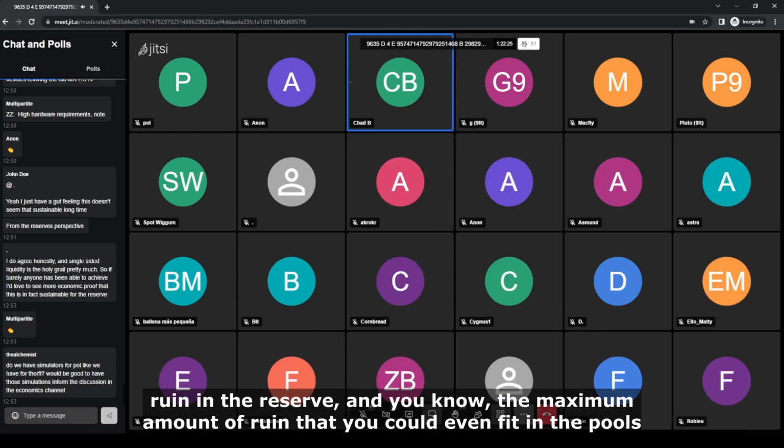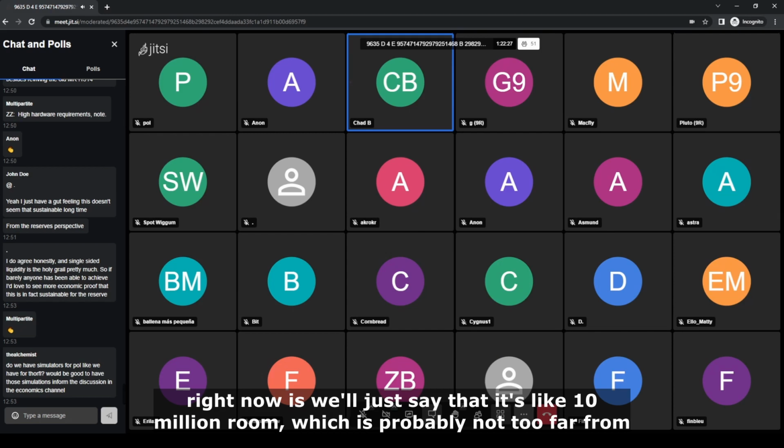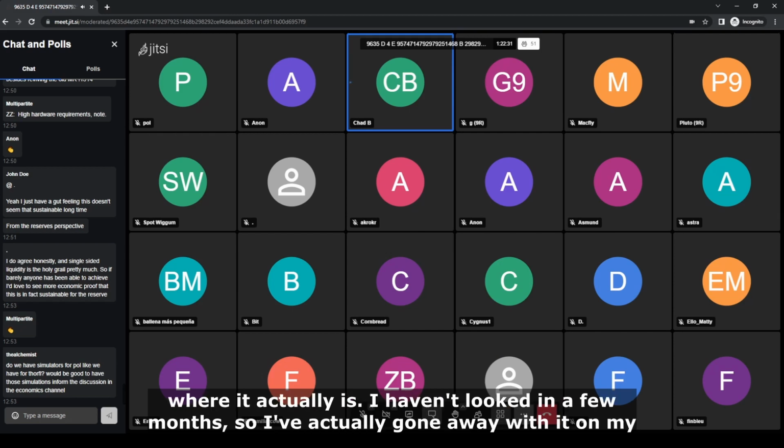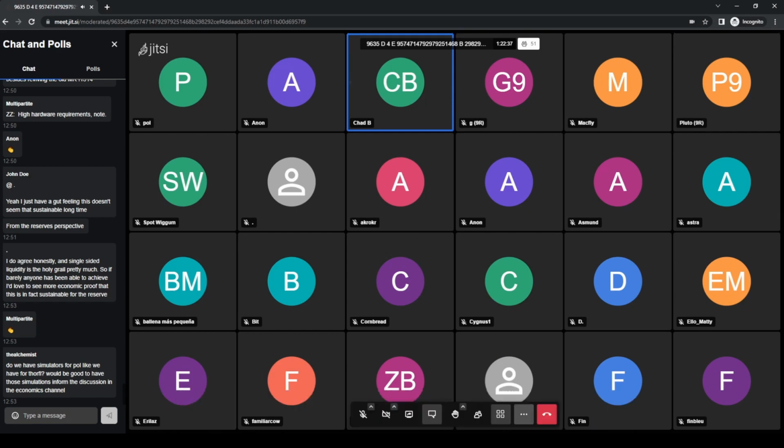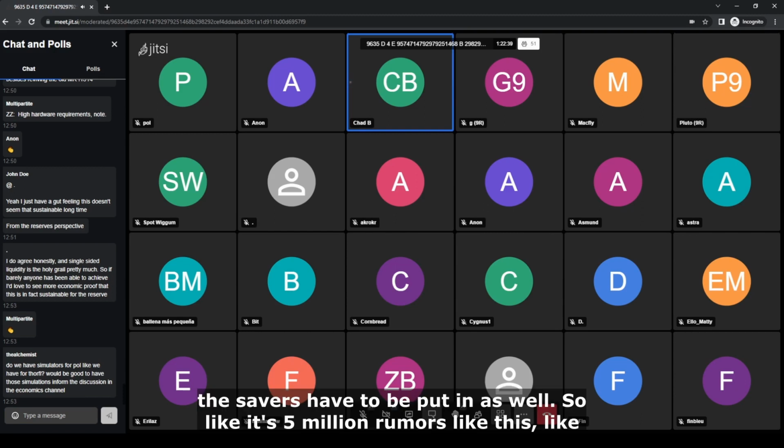But if there's 170 million rune in the reserve, and the maximum amount of rune that you could even fit in the pools right now is, let's just say, 10 million rune, which is probably not too far from where it actually is. I haven't looked in a few months, so I don't know off the top of my head, but let's just call it 10 million. And only half of that can be put in, because the savers have to be put in as well. So it's 5 million rune or something like this.